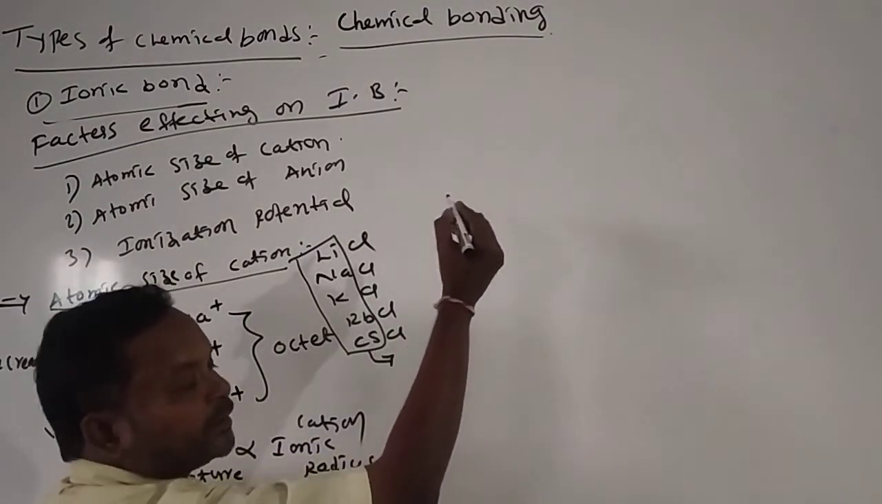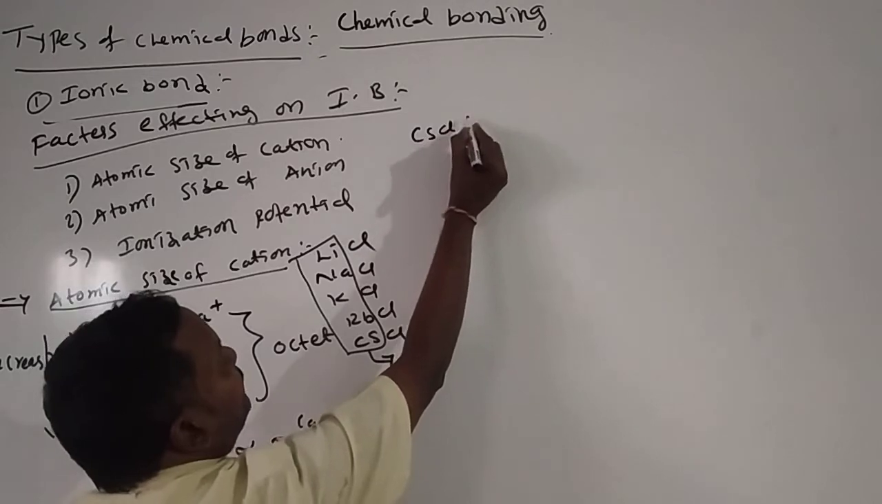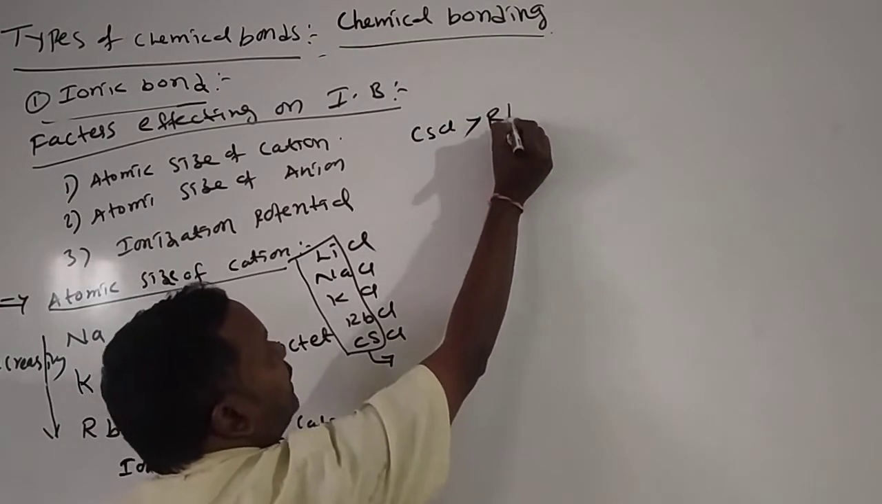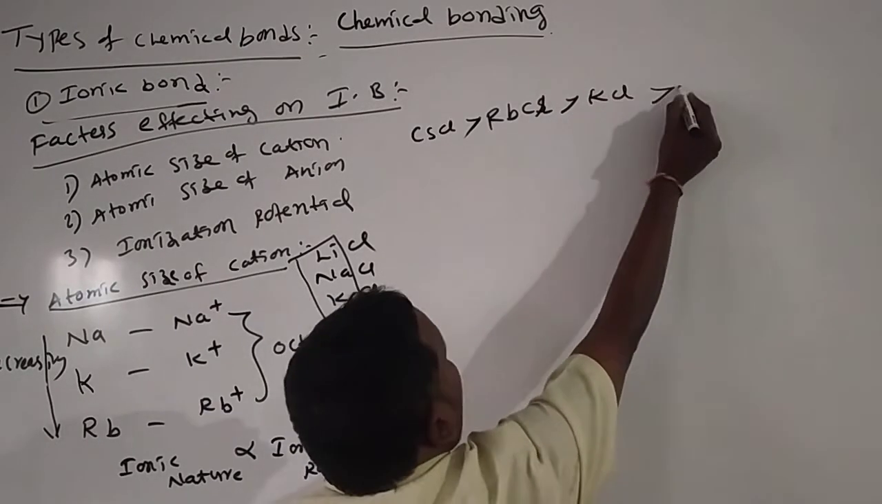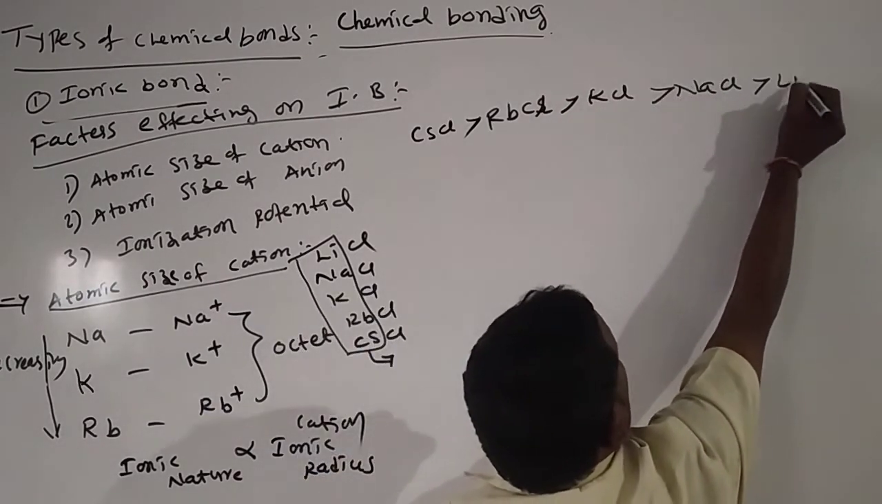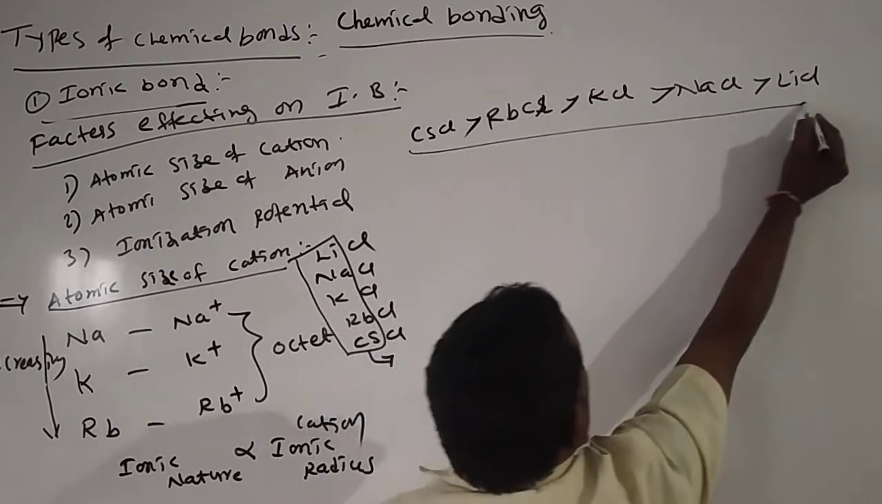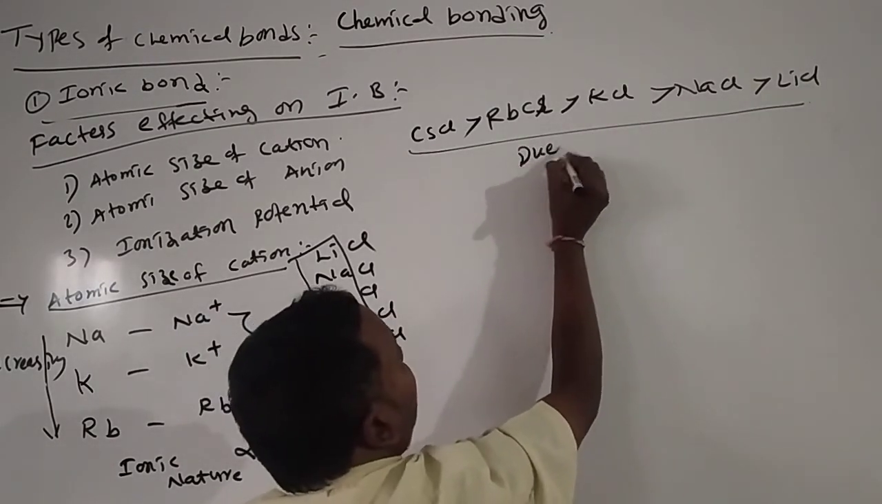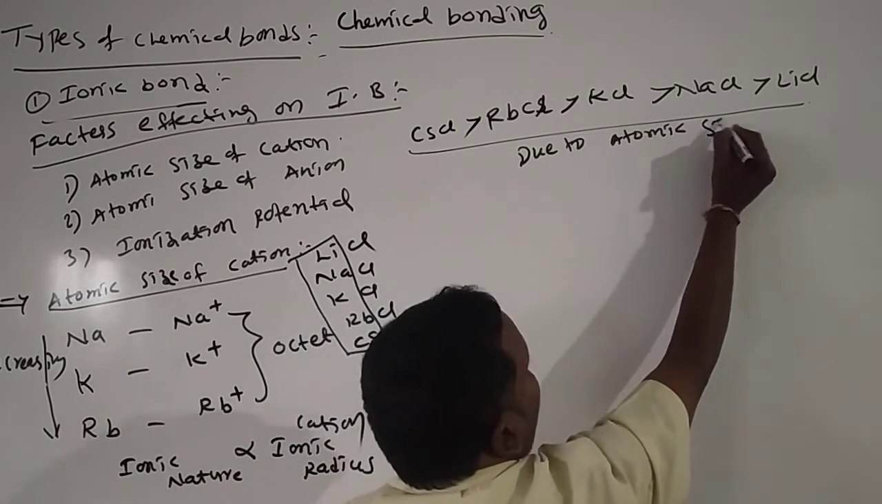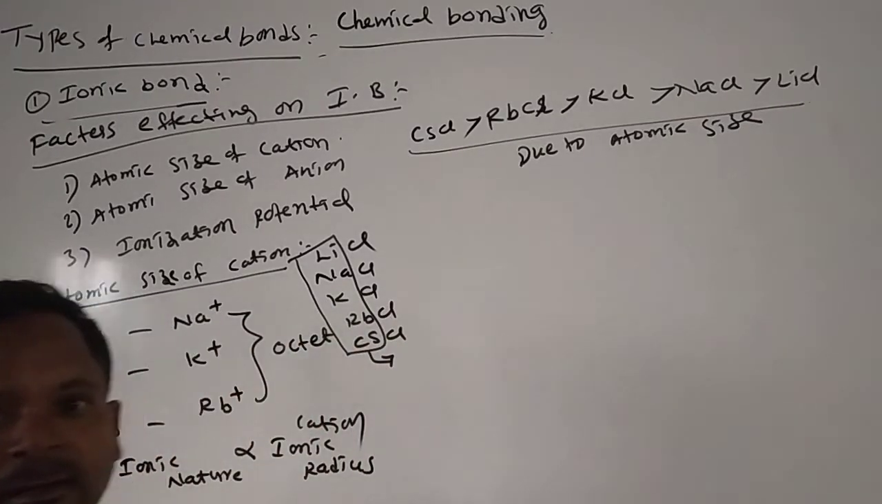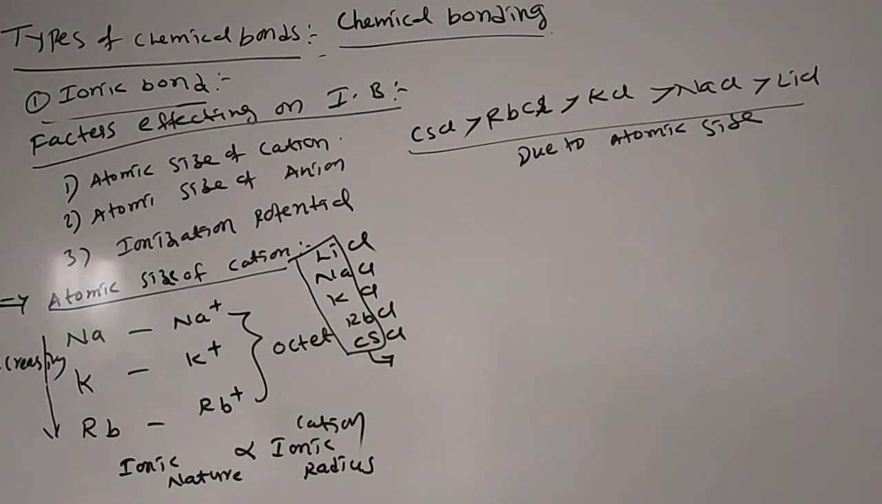This is one important question. Cesium chloride has more ionic character than RbCl, than potassium chloride, than sodium chloride, than lithium chloride. What is the reason here? Due to atomic size or ionic size. Atomic size increases, so ionic nature also increases.